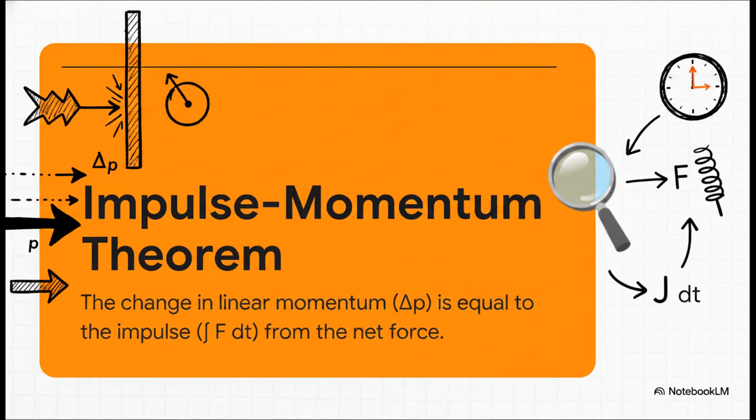So, to find the change in angular momentum, we first have to find the change in linear momentum. And the tool for that job is the impulse-momentum theorem. It's a really powerful idea that just says the change in an object's momentum, delta p, is exactly equal to the impulse it receives from the net force.